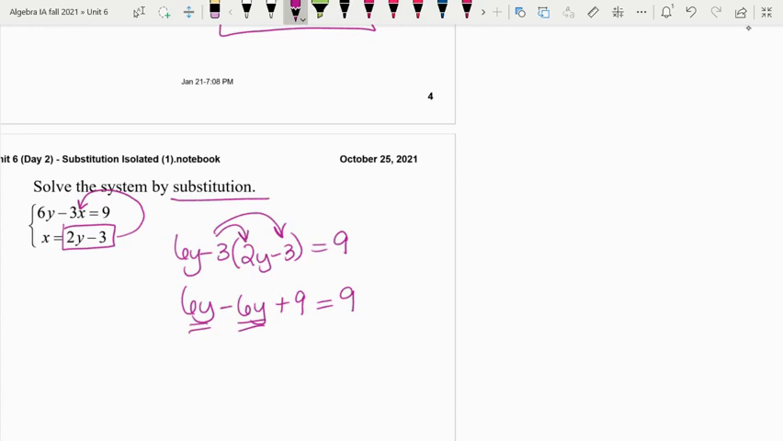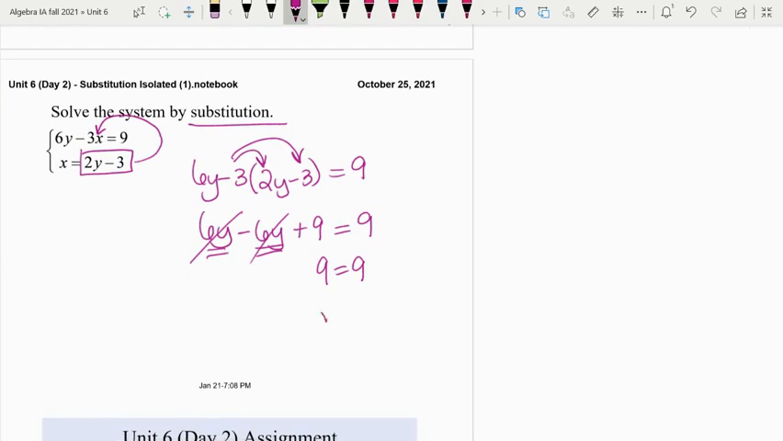Add like terms, 6y, negative 6y, those are gone. So I get 9 equals 9, which is true. So this is always true, so you would have infinitely many. Infinitely many solutions.